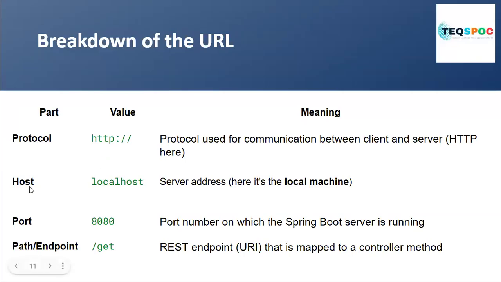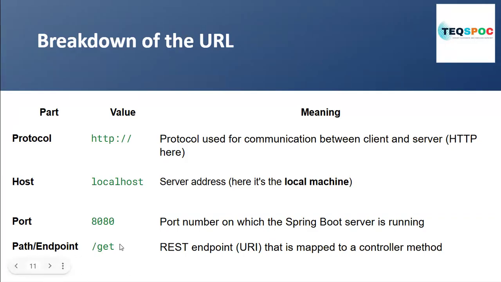Then localhost is basically a host, meaning your server address. Here it is your local machine, so that is localhost. And a port is nothing but an area allocated for some software to run. Spring Boot runs on port number 8080, the port number on which the Spring Boot server is running.